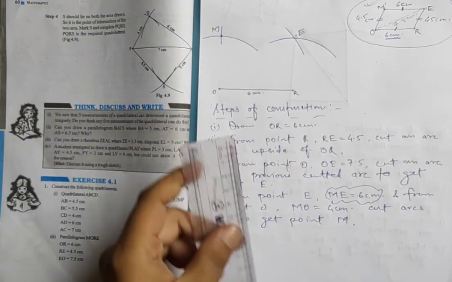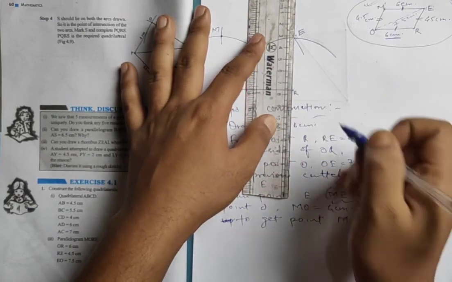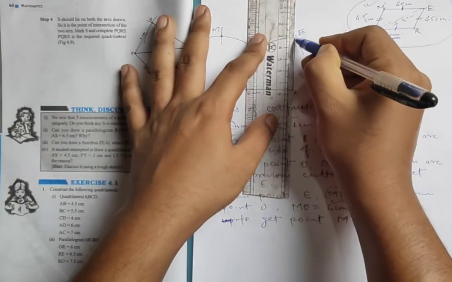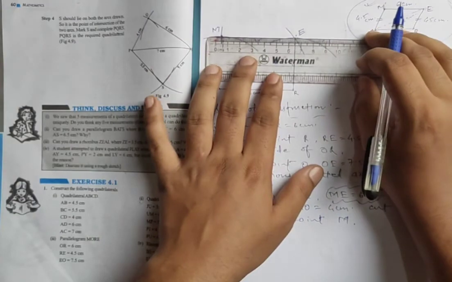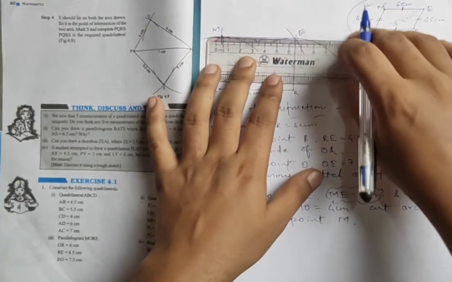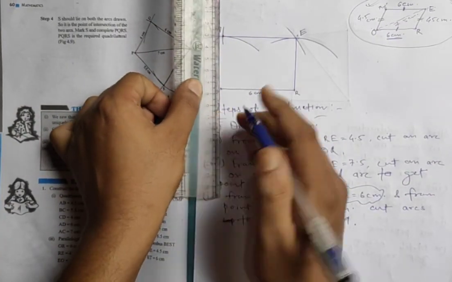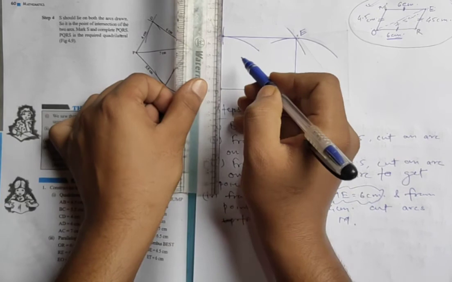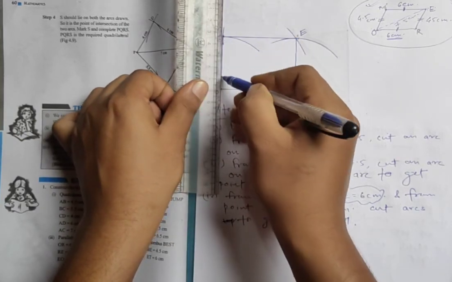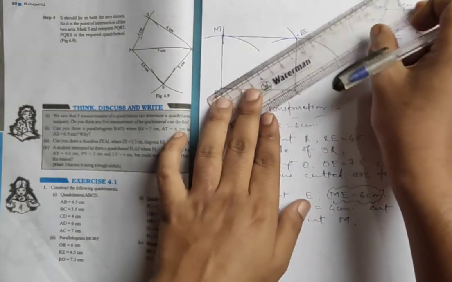Now see what we have to do, we have to match all these points. So we matched from R to E, E to M and M to E, and lastly we have to match M to O. Match all these to get the parallelogram.